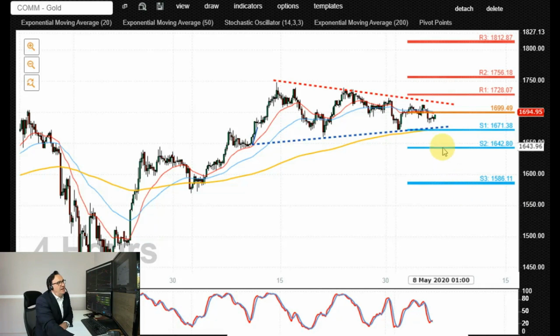So basically an end of day close below 1670 would negate the current bullish outlook, pointing to the existence of this symmetrical triangle, which in price action terms is a bullish continuation pattern, and it needs to be confirmed with a breakout to the upside, therefore in the direction of the prevailing trend.